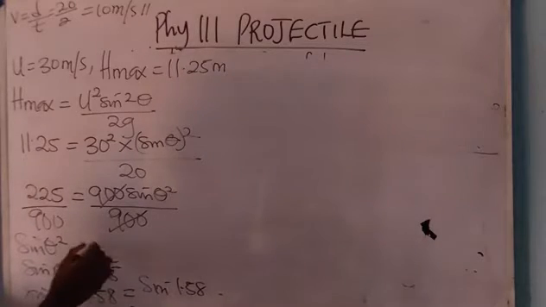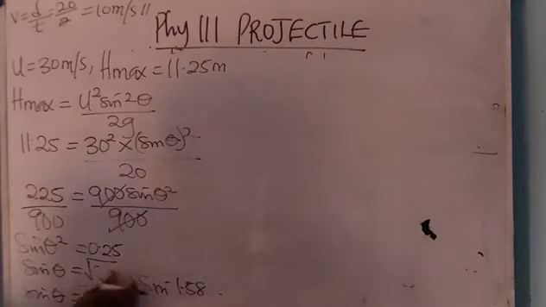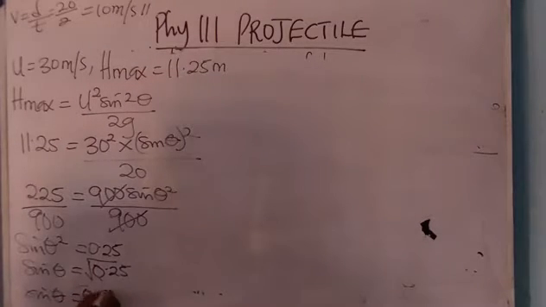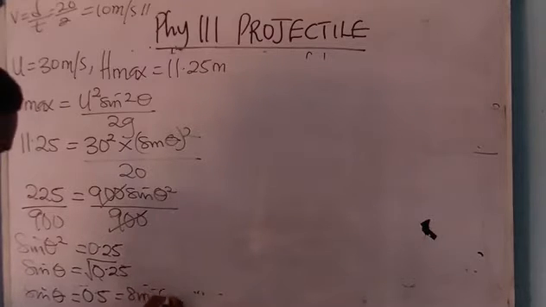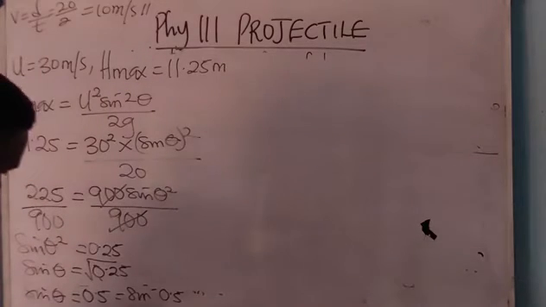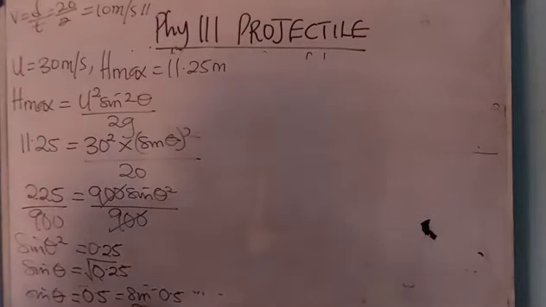0.25. Wait. So the square root of 0.25 equals 0.5. Good. I'll get the value now. So you say the sine inverse of 0.5 is going to be shift sine 0.5. 30. So the answer is what? 30, which means 30 degrees. Alright, that is for that.